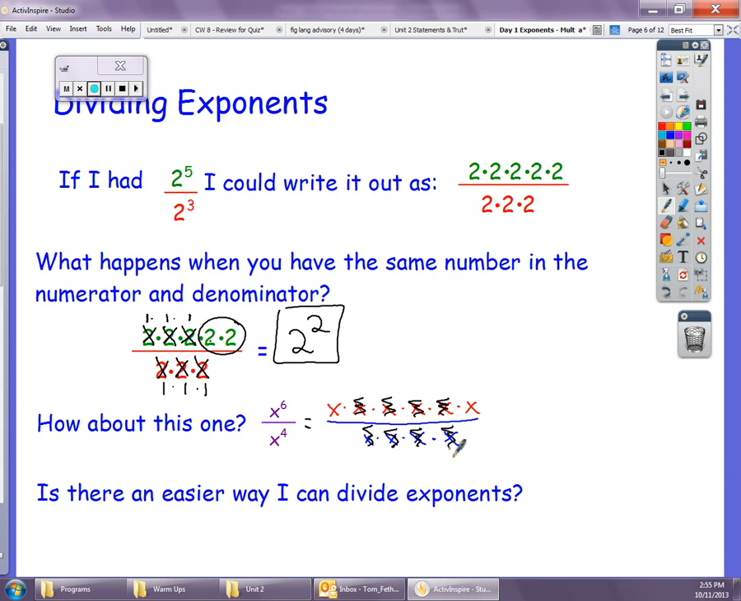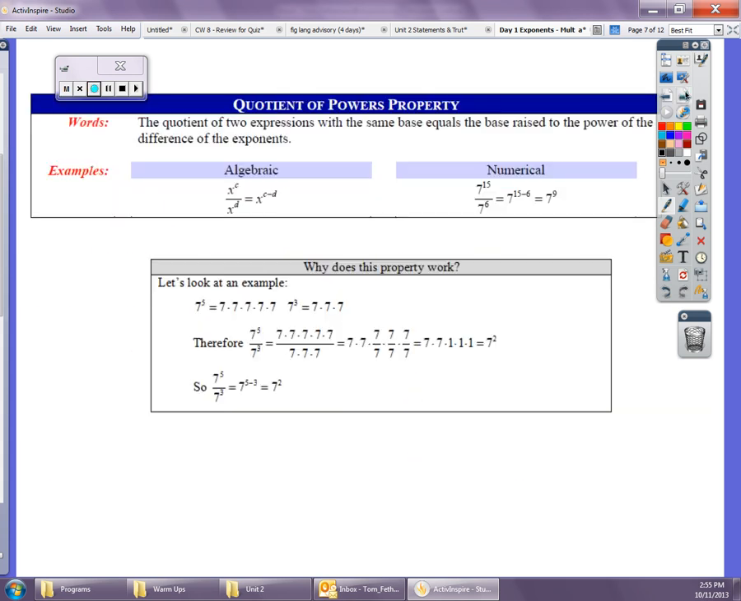So the x's cancel out. And now I'm left with 2, and they're in the numerator, so it's just going to be x squared. Now you ask yourself, is there an easier way to divide our exponents? There certainly is, because what you're essentially doing when you cross these off is subtracting them. So the quotient of powers, the quotient of two expressions with the same base, equals the base raised to the power of the difference of the exponents. So we're subtracting them. So we have c minus d here, and we have 15 minus 6.